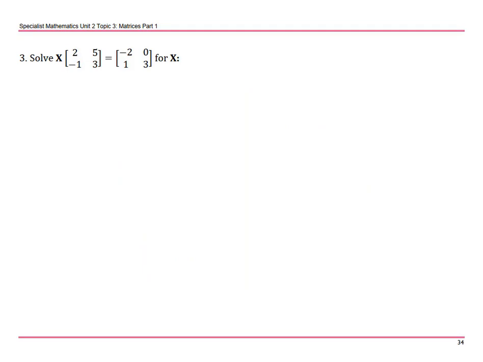Now this is exactly the same process, but it looks a little bit different. We just don't have our matrices defined as A and B. The process is the same though. To get rid of this matrix on my left-hand side, or alternately get x on its own, we're going to have to multiply by the inverse. So our x becomes, and it would be post-multiplying, negative 2, 0, 1, 3 times the inverse of that matrix.